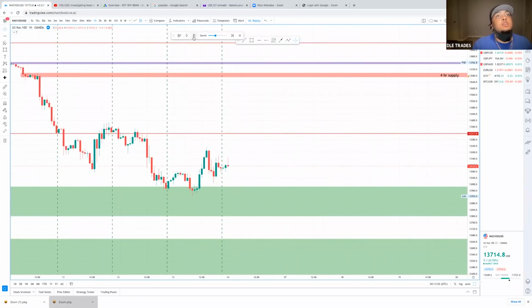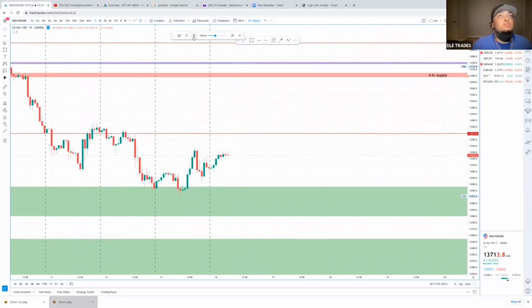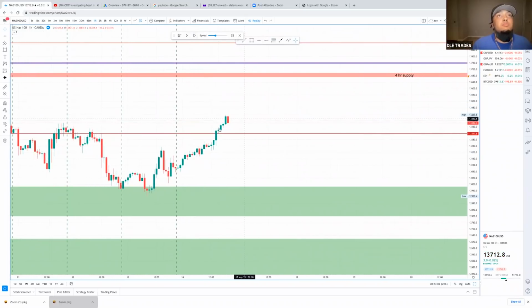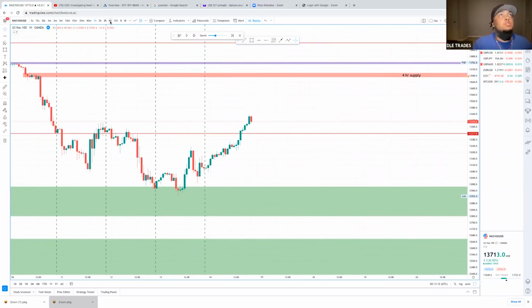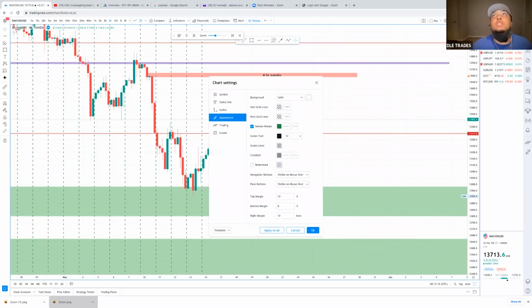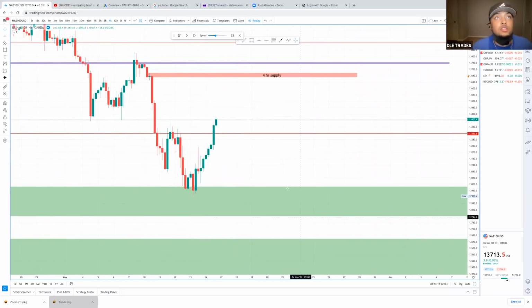Probably have to go a little faster. All right, so check this out. We're back above our key level, right? I'm going to go to my higher time frame to see what we're doing. I'm going to remove these sessions so you can see clean charts, right?